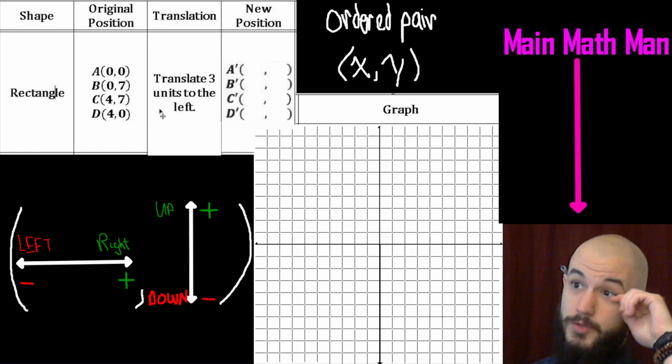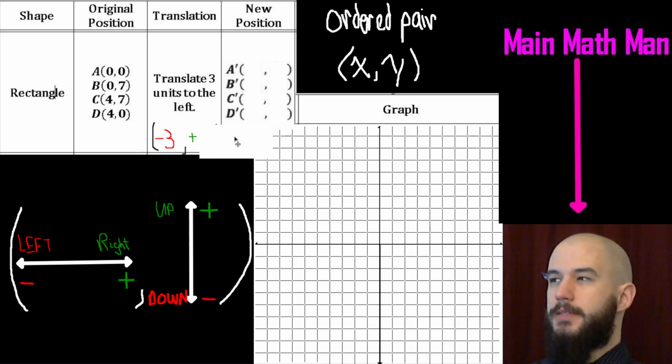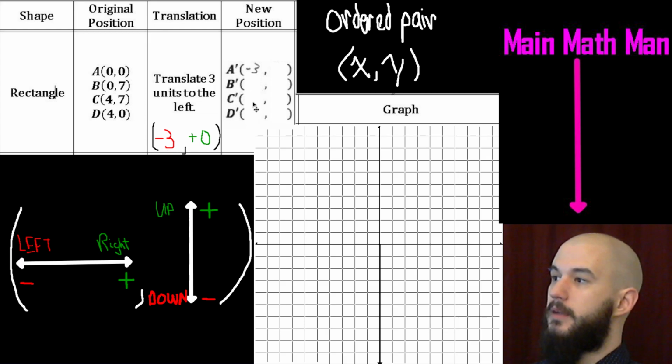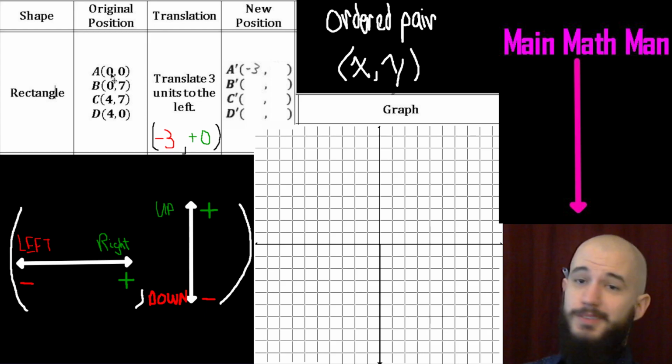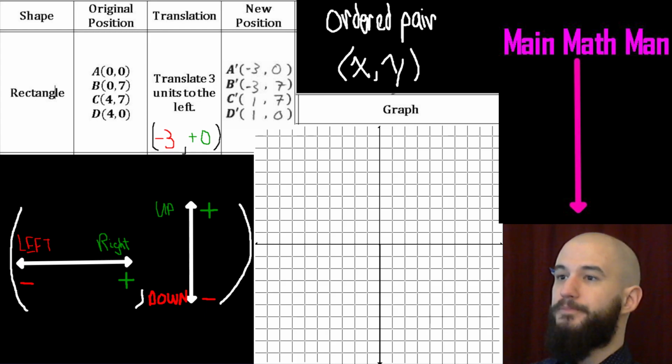So I can write my translation like this. Since it has 3 units to the left, I'm going to have -3 for the X. And since it doesn't have anything else, we just have +0 for the Y value. For the X, I'm going to have 0 minus 3 is -3. And then 0 plus 0, the easiest one, is still 0. So each of those X values, you're just subtracting 3. Each of those Y values, you're only adding 0, so they stay the same. You have to be able to apply that to each and every point.